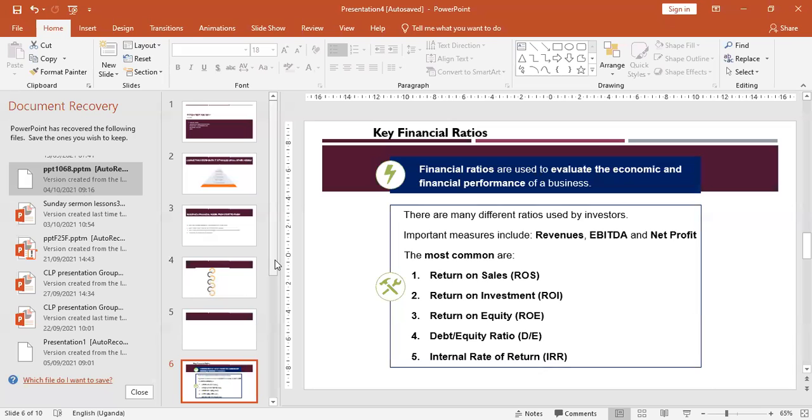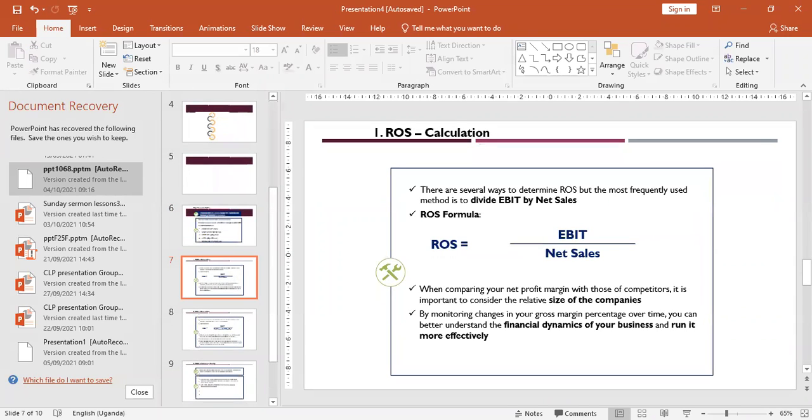Okay, so let's just look at the financial ratios. Okay, these are the common financial ratios. You'll find others out there, but these are the common financial ratios. Return on sales, or ROS, return on investments, that's ROI, return on equity, debt over equity ratio, internal rate of return. I'm not going to calculate internal rate of return for you because we need to create what we call free cash flows. But return on sales, it's very simple.